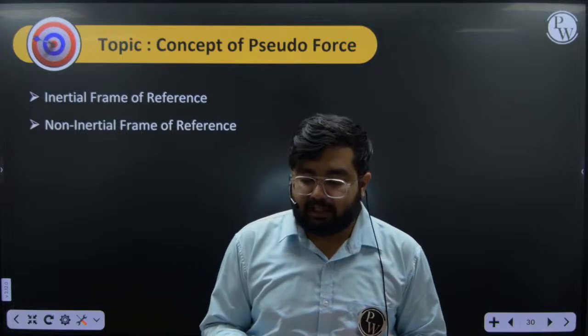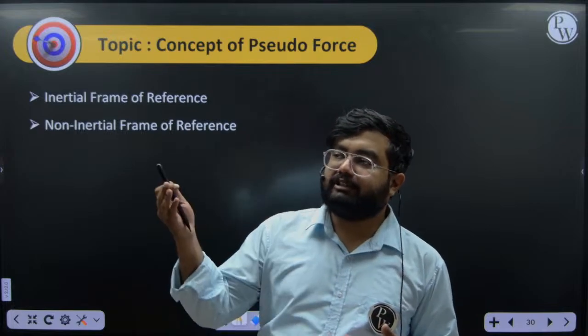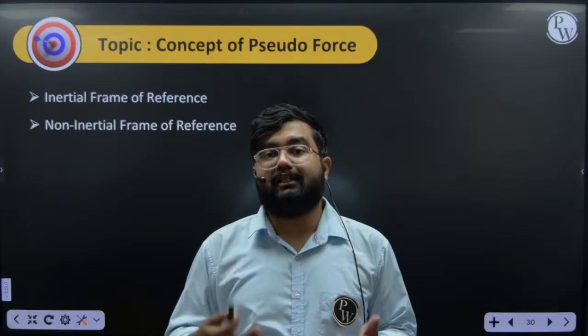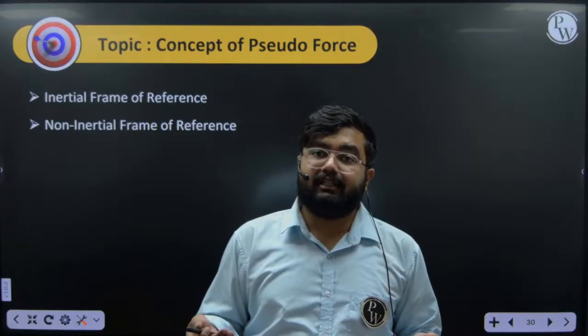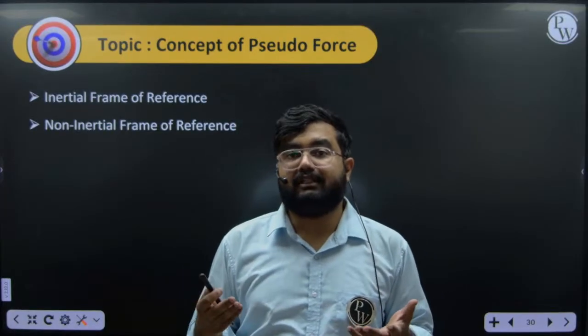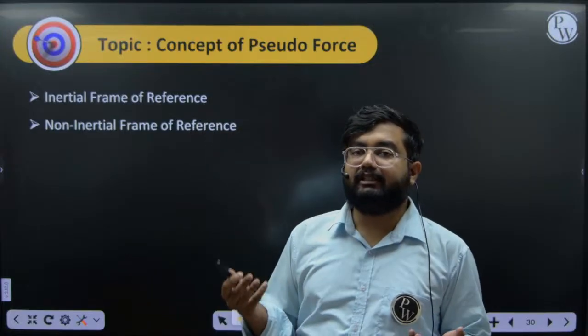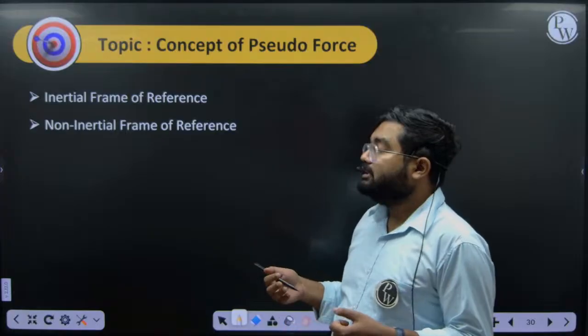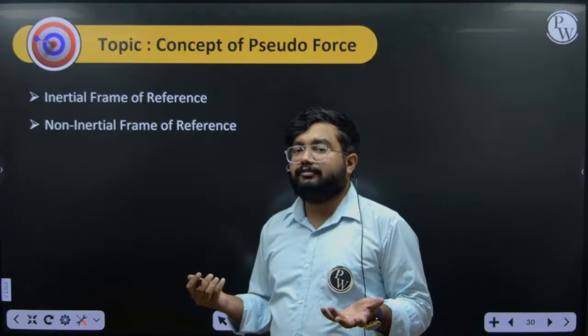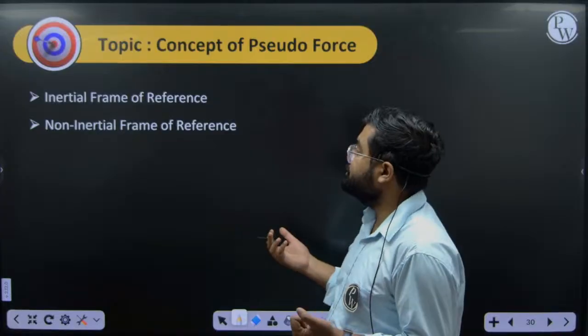If you are standing on the ground and you're watching a motion, then you are in the ground frame. If you are in a car and you are watching the motion, you are in the car frame. If you are in a train and you are watching the motion, you are in the train frame. So frame of reference is just the frame from which you observe the motion.